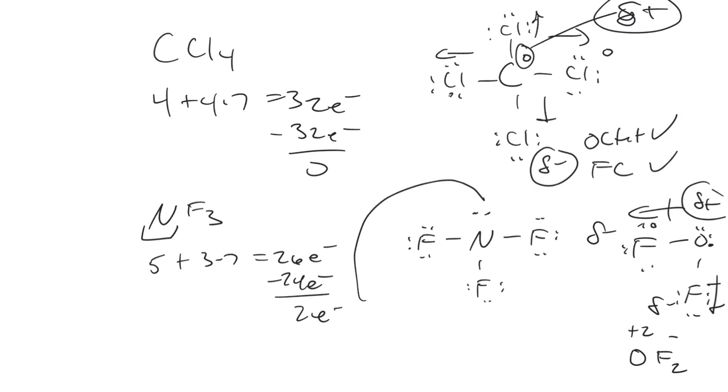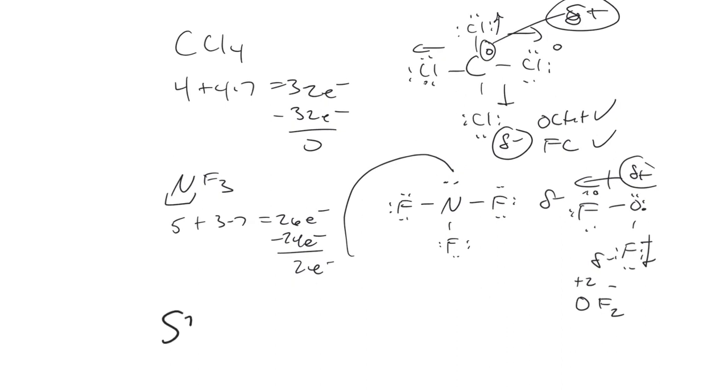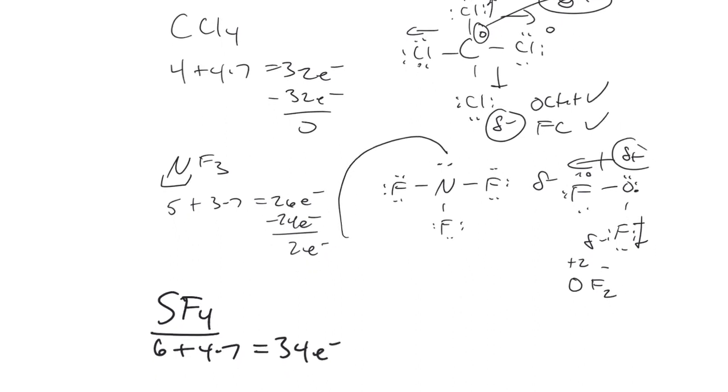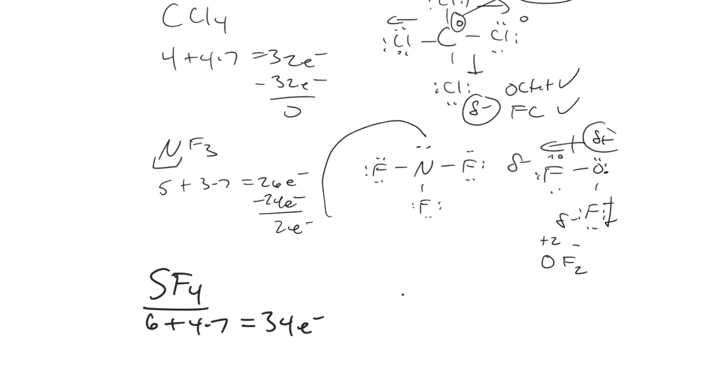I think the other one on the previous slide was SF4? There were a couple of Lewis structures the previous slide mentioned. I think SF4 and SF6 were the other two. SF4, this Lewis structure here has 6 for sulfur, 4 times 7 for the fluorines. So that's going to give us 28 plus 6. That's 34 total valence electrons to distribute in our Lewis structure. So central sulfur, 4 fluorines.